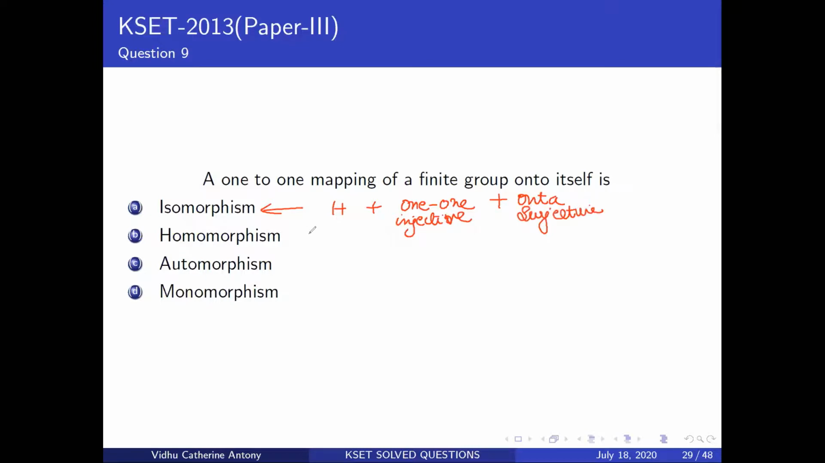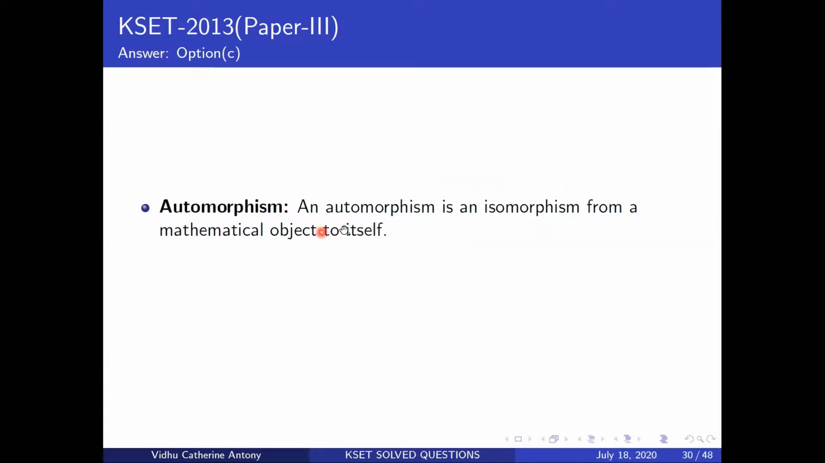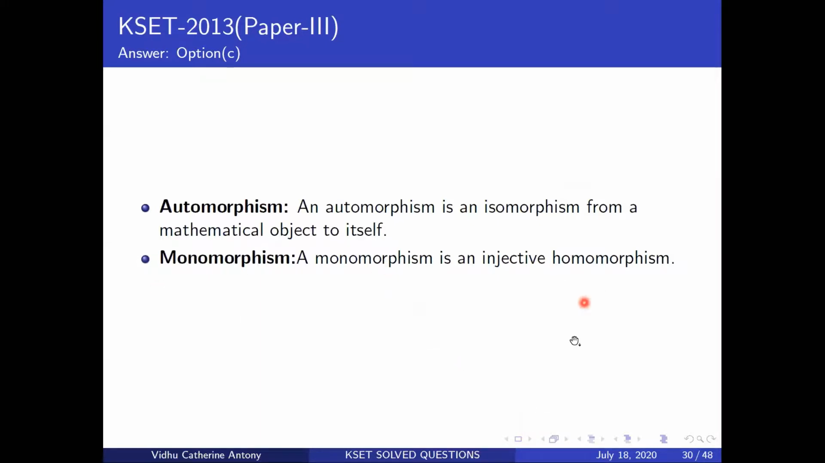Now, homomorphism, I will just write it as H. What is an automorphism? It is an isomorphism that is onto itself, so basically it's going from G to G. What is a monomorphism? It's basically a homomorphism that is injective, so I'm going to write injective here. So it is an isomorphism from a mathematical object onto itself. Here the mathematical object is a group. Look at the monomorphism, it's an injective homomorphism.